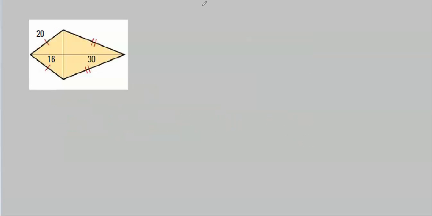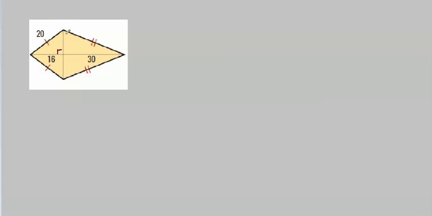Well, this one here, our mission is to find the area of this kite. But they didn't tell us what this diagonal was. We're going to have to find it. But they gave us some other information. This is a right angle. We know that because it's a kite and these are the diagonals. That means we have a hypotenuse of 20 and a leg of 16.